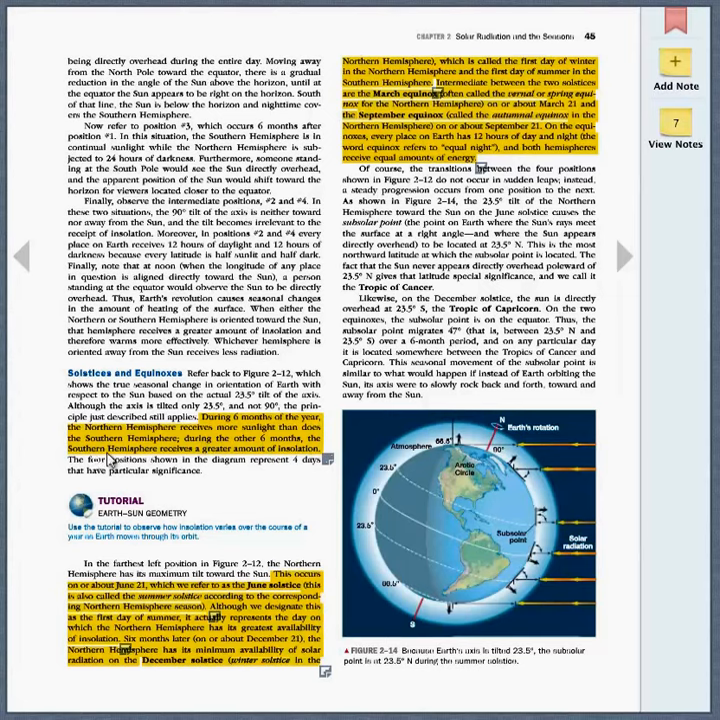During the other 6 months, the southern hemisphere receives a greater amount of insolation, radiation. You can see how the Earth's tilted over here. But you want to know the June solstice and the dates, the December solstice, the March equinox, and the September equinox.